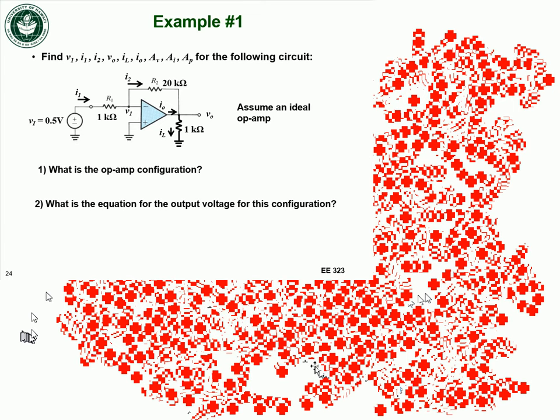Given this op-amp circuit, and assuming that our op-amp is ideal, I want to find all of these values: V1, the voltage at this point, I1, this current, I2, this current, the output voltage, the load current, the current coming out of the op amp, and voltage, current, and power gains. The first thing to do when we tackle this kind of problem is to ask ourselves, what kind of configuration is this op amp circuit? Okay, so this is the inverting op amp.